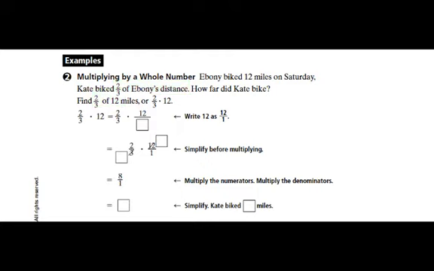So we're going to take 2/3 times 12. We're going to write this off to the side. Remember, we put all whole numbers over 1 to turn them into a fraction. So now we have 2/3 times 12 over 1. Think to what we did.